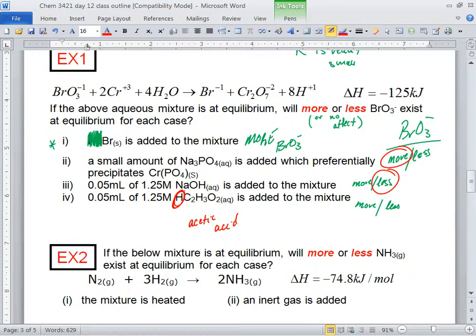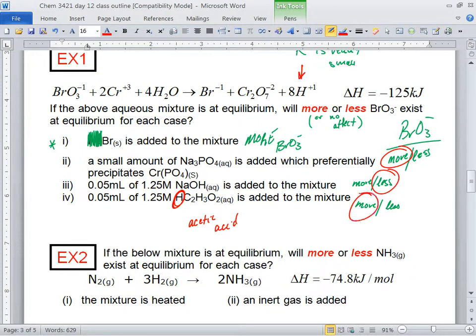Well, if you have more H pluses, now if you calculate the equilibrium constant, it's going to be too big. It's got to shift. It's going to do what? Shift to the left. Get more bromate.